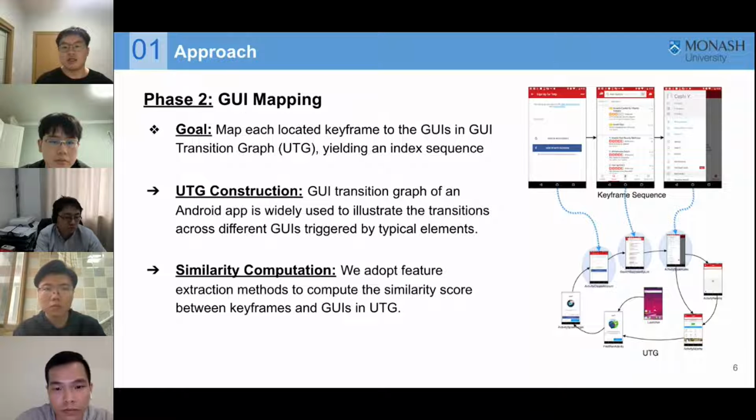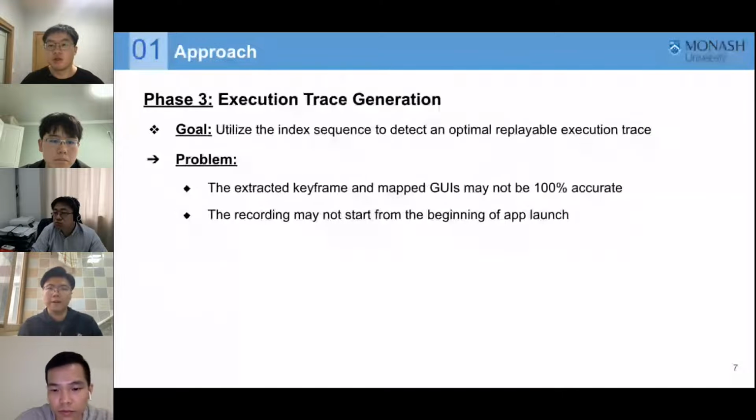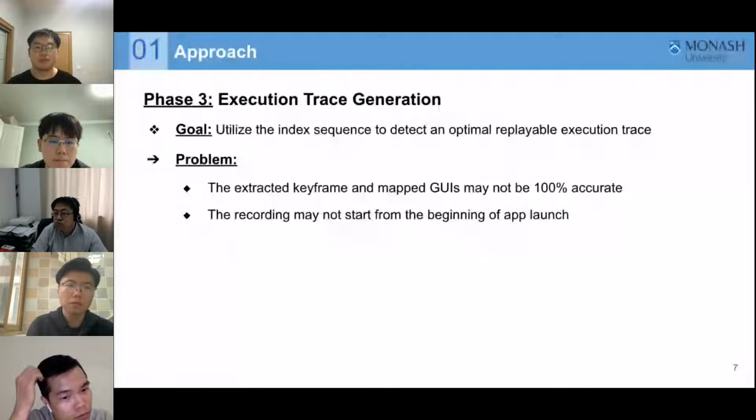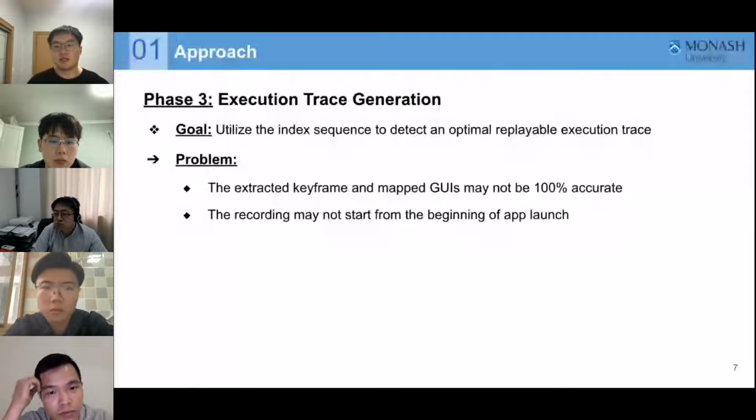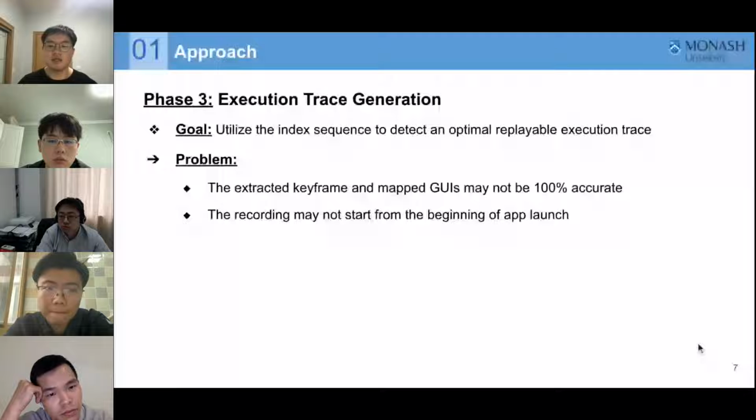Finally, we utilize the index sequence to detect the optimal replayable execution trace. However, we face two challenging problems. One is that the previous approach for keyframe location and GUI mapping may not be 100% accurate. And the other one is that the recording may start from any state in the application. To overcome these issues, we propose an algorithm to address the defective sequence in the previous phase and complement the missing states between application launch and the first keyframe in the recording.